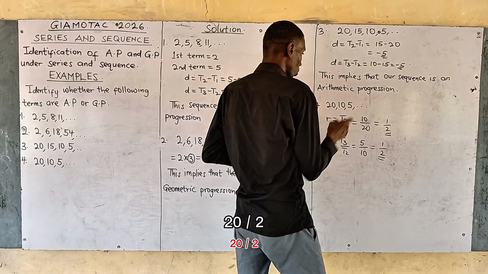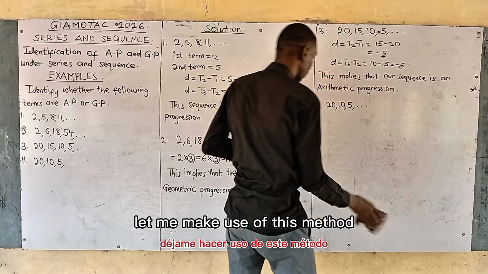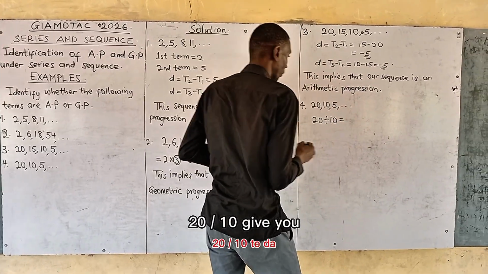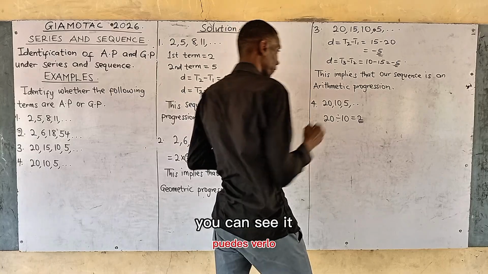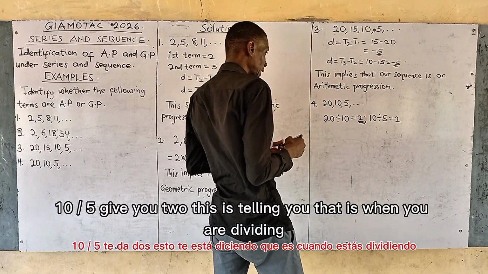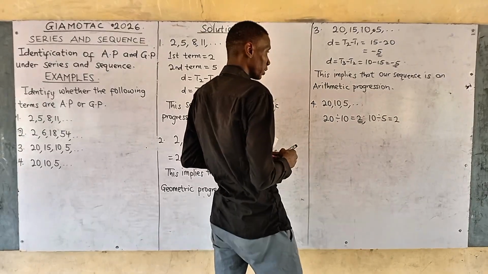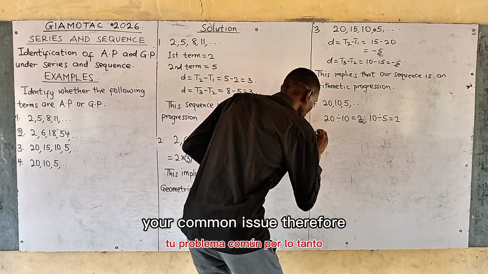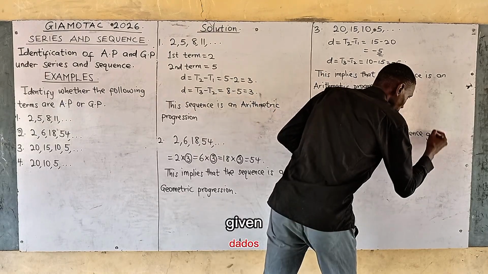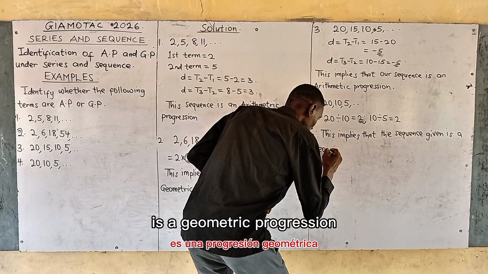20 divided by 2. Let me make use of this method. 20 divided by 10 gives you 2. You can see it. 10 divided by 5 gives you 2. This is telling you that it is when you are dividing that you get your common ratio. Therefore, the sequence given is a geometric progression.